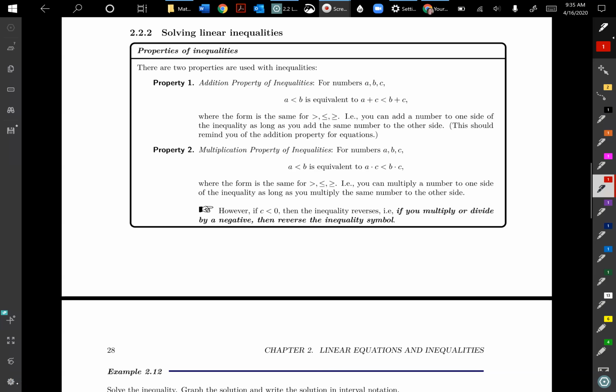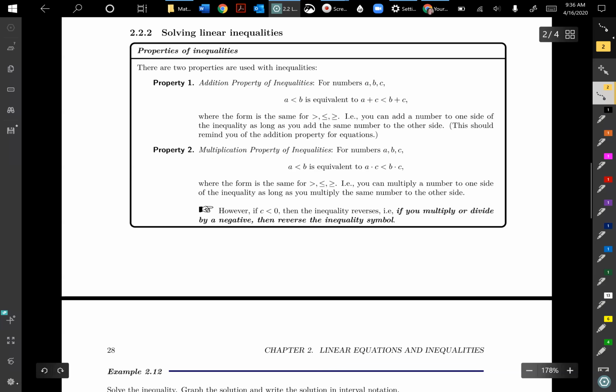Okay, now for part 2 of 2.2 linear inequalities, we are looking at the bottom of page 27 in your workbook, properties of inequalities. There are two properties used with inequalities. The addition property, which is the same as it is for equalities. We can just add or subtract something to both sides as long as we balance. We're good there.